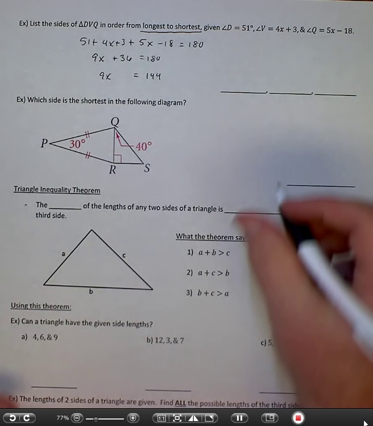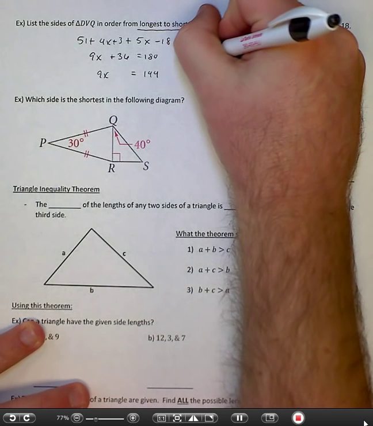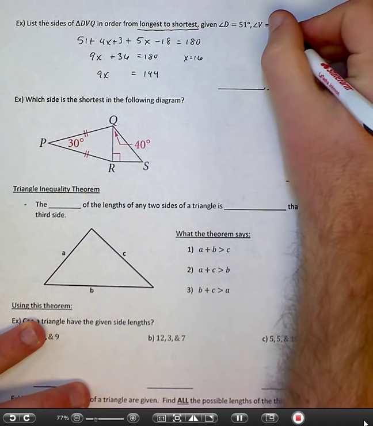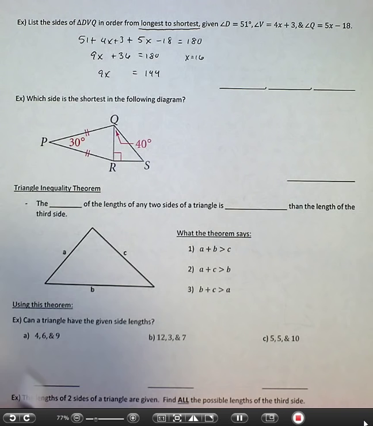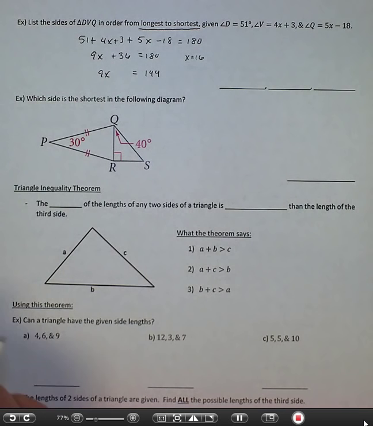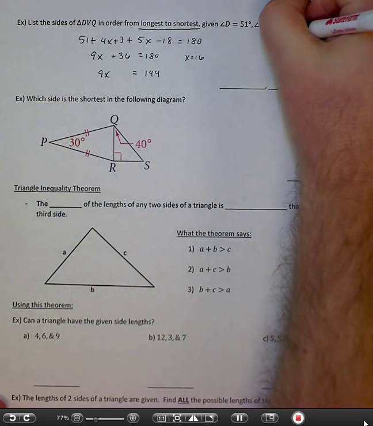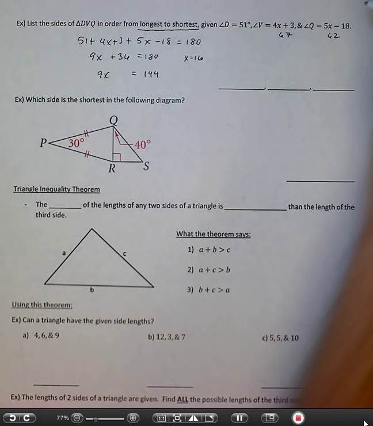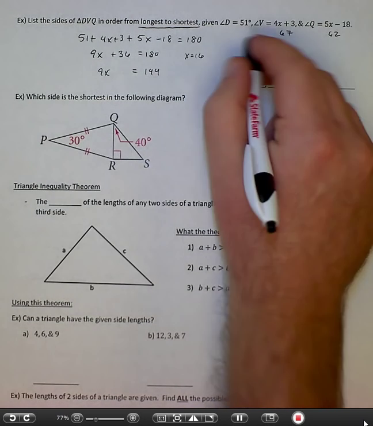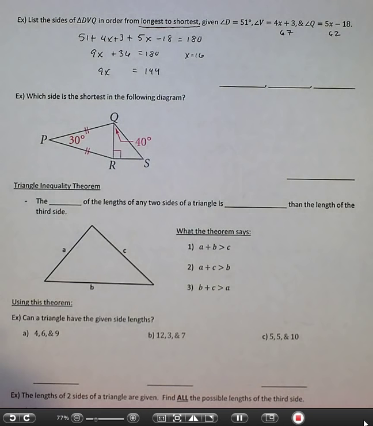Yep, x equals 16. With that in mind, I can plug x in. Make sure that this is right: 4 times 16, 64, plus 3, this is 67. 5 times 16 is 80, minus 18 would be 62. Just to make sure I did it right, I'm going to add these three numbers up to make sure they add up to 180. 51 plus 67 plus 62, and it does.